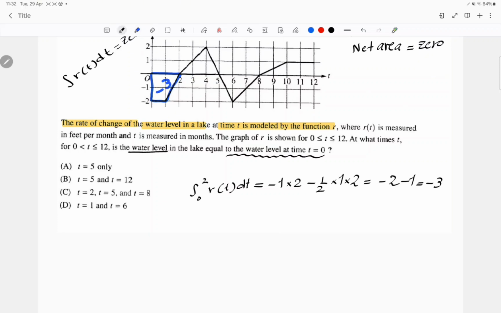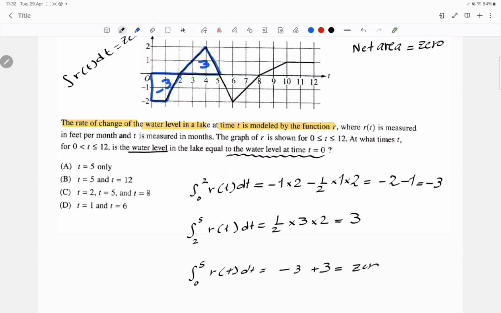Next, from 2 to 5. From 2 to 5 is going to be a triangle above the x-axis. So from 2 to 5, the integral of R(t) dt is equal to half base times height, which equals 3. Okay, so you know what? We can basically say that from 0 to 5, the integral of R(t) dt is going to be negative 3 plus 3, which equals 0. And that's what the question is looking for.